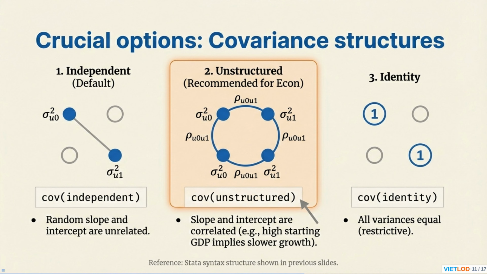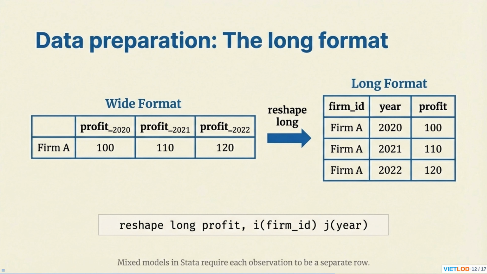For example, a high starting GDP in a region might imply slower subsequent growth, indicating a correlation between the random intercept, initial GDP, and the random slope, growth rate. Finally, the identity covariance structure is quite restrictive, assuming all random effects have equal variances and are uncorrelated. This is rarely appropriate unless you have very specific theoretical reasons. Given these options, the unstructured approach is typically preferred in our field, as it accommodates the complex relationships often found between random effects. Before we can run these commands, we need to ensure our data is in the correct format.